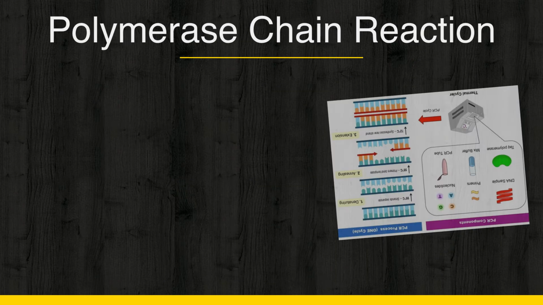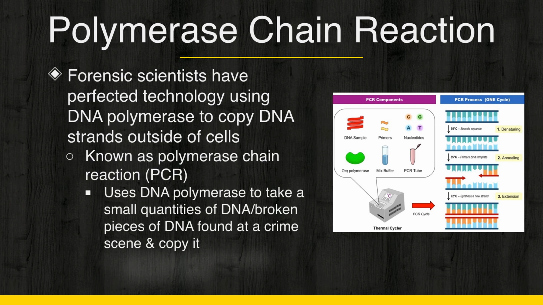The reason why this is important is because forensic scientists have perfected technology of using DNA polymerase in order to copy strands of DNA outside of the cell. This is known as polymerase chain reaction, or PCR. What it does is it uses DNA polymerase to take a small quantity of DNA or even broken pieces of DNA found at a crime scene and copy it. So it's basically amplifying that sample that we are getting.